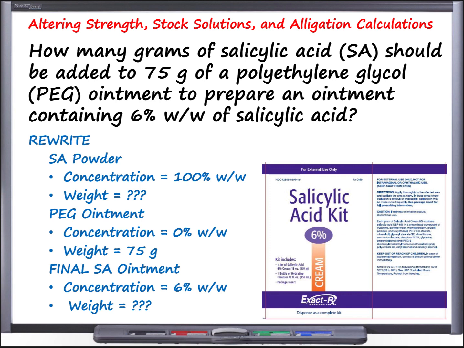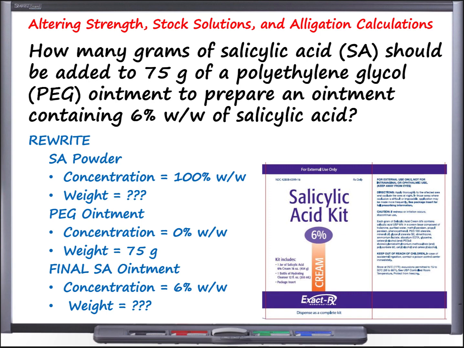It asks, how many grams of salicylic acid should be added to 75 grams of a polyethylene glycol ointment in order to prepare an ointment that contains a final concentration of 6% weight per weight of salicylic acid? And let's just quickly point out on these slides that SA will stand for salicylic acid, and PEG will be an abbreviation for the polyethylene glycol ointment base.